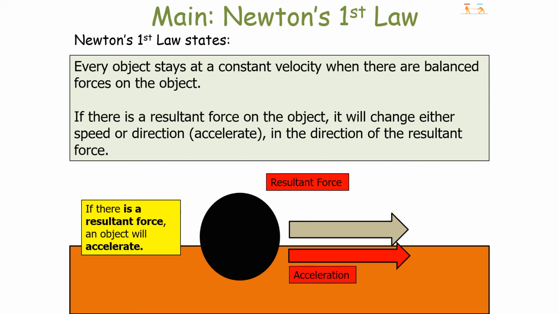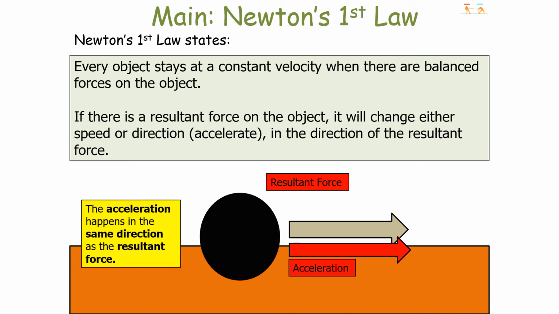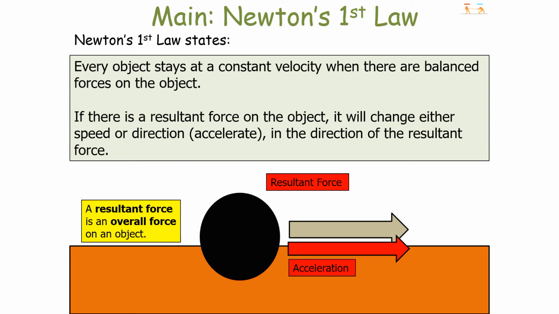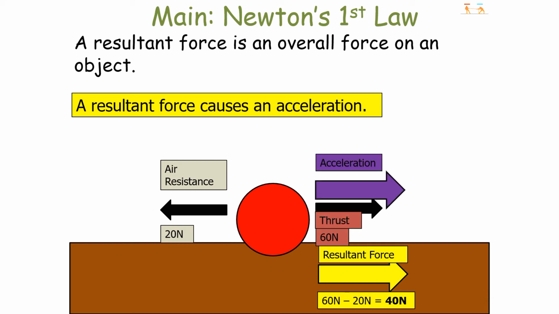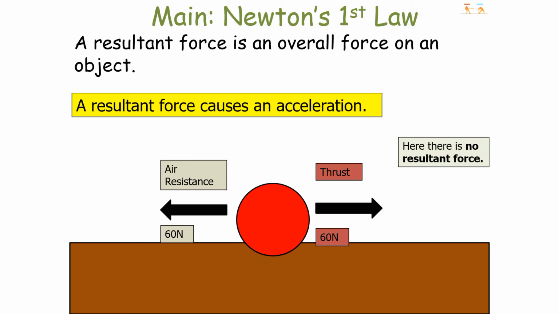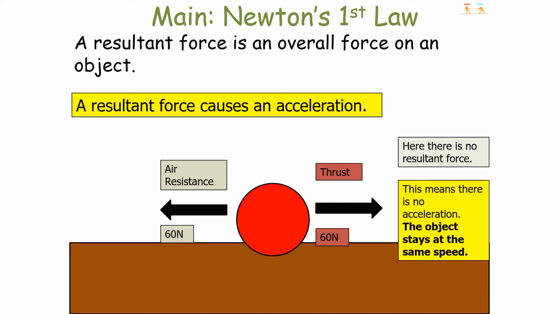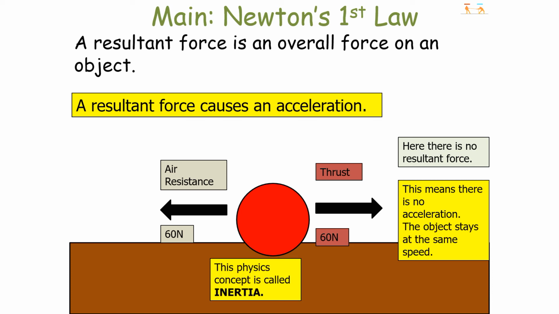But if there is a resultant force, an object will accelerate, but the acceleration happens in the same direction as the resultant force. Now, to clarify, a resultant force is an overall force on an object. So a resultant force causes an acceleration. So in this case, we have a resultant force of 40 newtons. So the object will accelerate in the same direction as where there's a resultant force. Yet in this case, there's no resultant force. This means that there's no acceleration. The object stays at the same speed. Now, this concept is called inertia.